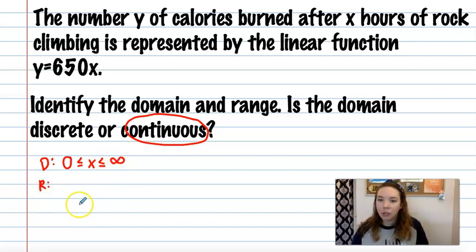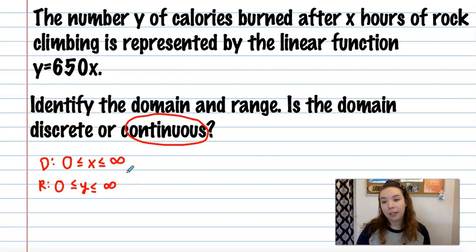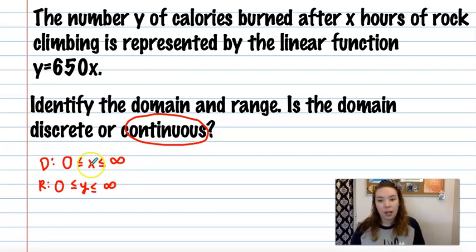For our range, if I work out 0, I'm burning 0 calories. So that would be a 0, and then I use y for range, and then infinity, an infinity amount of time is going to be an infinity amount of calories. So our domain and range end up being the same, with the exception of this has an x and this has a y.